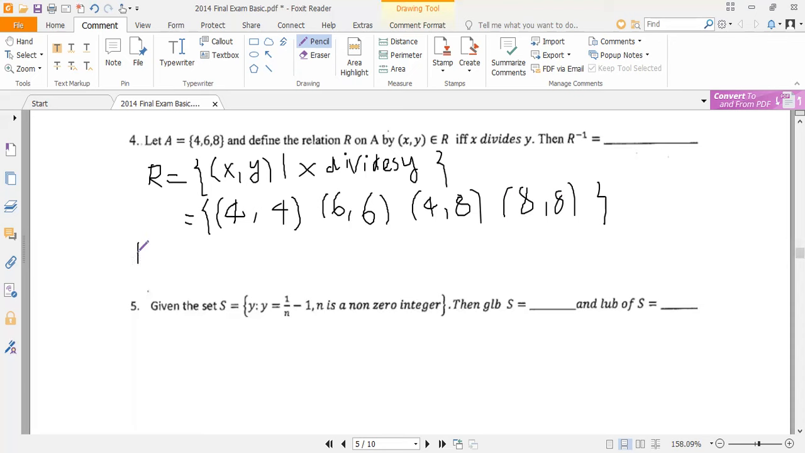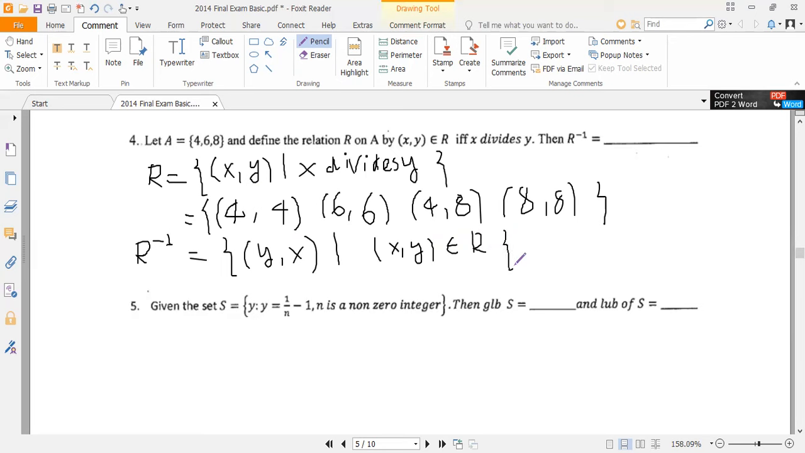Then what's R inverse? R inverse is just changing the order of the ordered pairs, A into B, B into A. The relation R inverse is: yx says that xy is an element of the relation R.